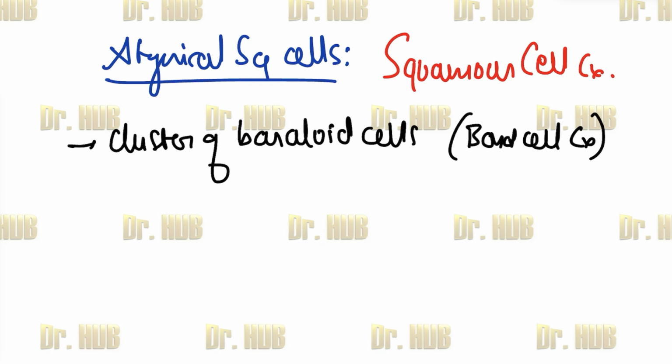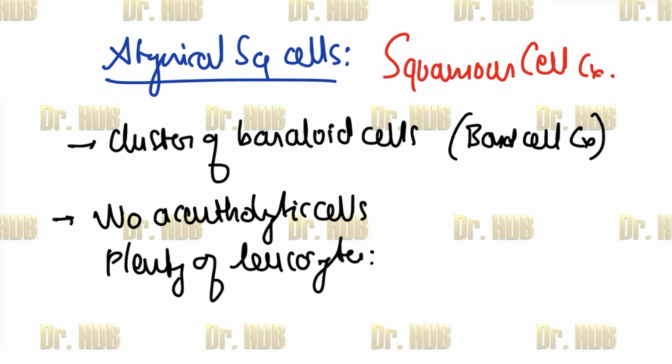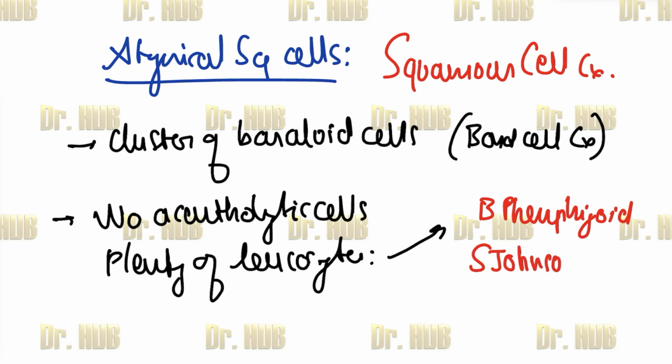Then in case of no acantholytic cells and plenty of leukocytes, it can either be bullous pemphigoid, Stevens-Johnson syndrome, or erosive lichen planus.